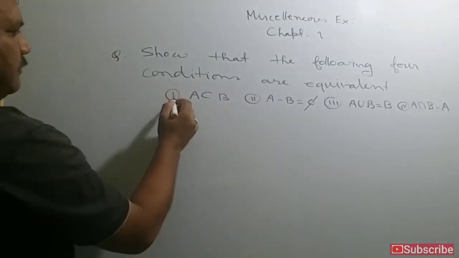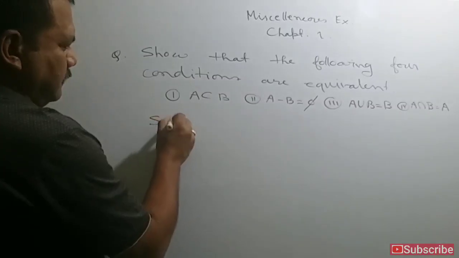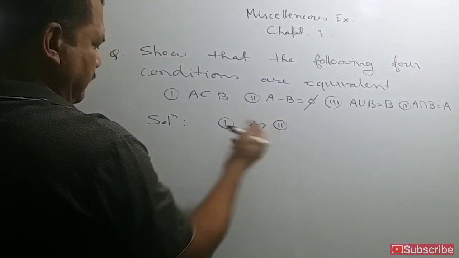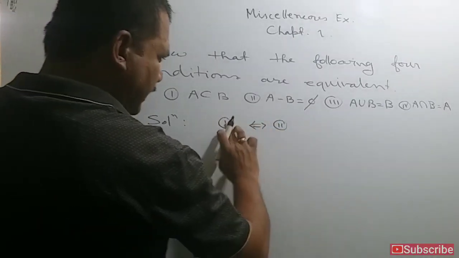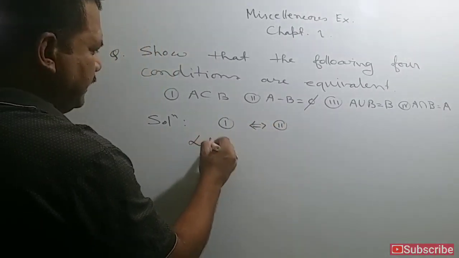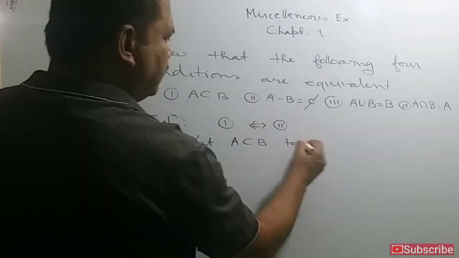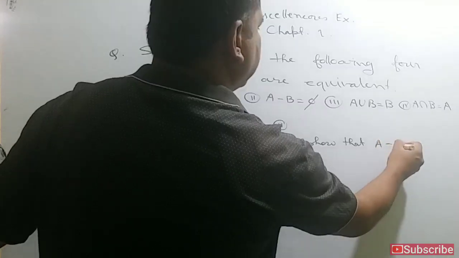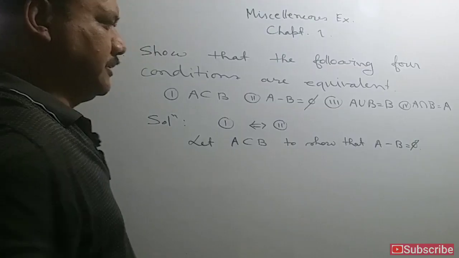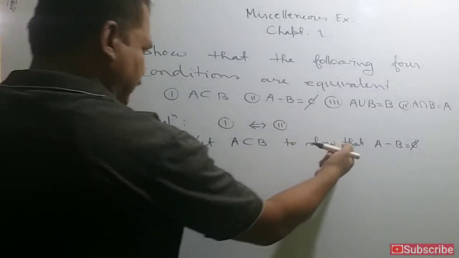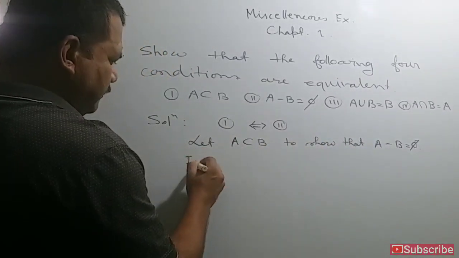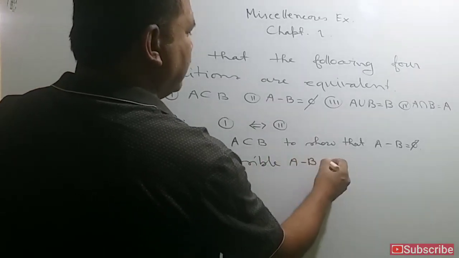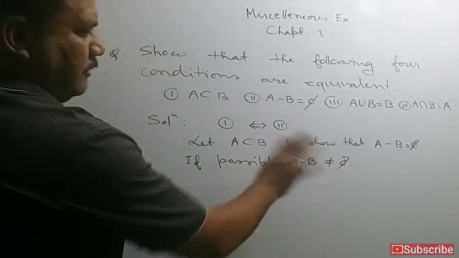Okay, so first of all we will prove taking these 2, right? 1 implies 2, 2 implies 1. First let us prove 1 implies 2. So for that, let A be a subset of B, to show that A minus B is equal to phi. Okay, contradiction method we will apply here to prove this one. So if possible, A minus B not equal to phi. If then what will happen?